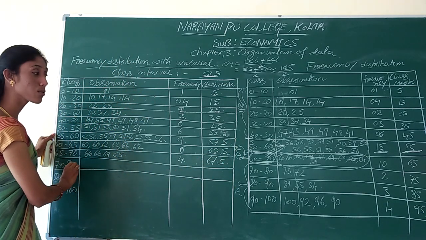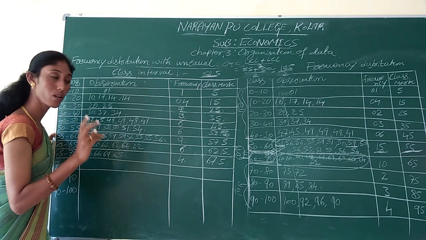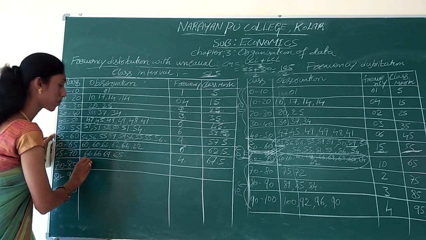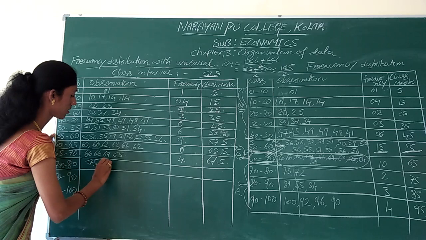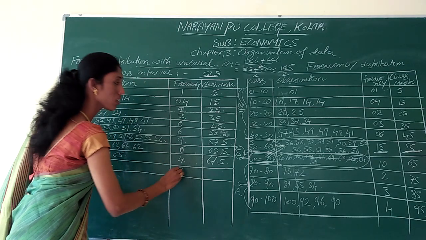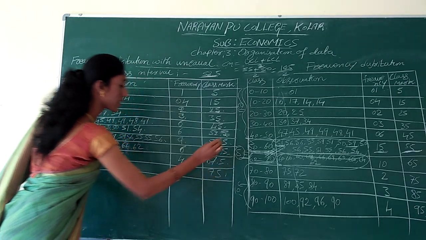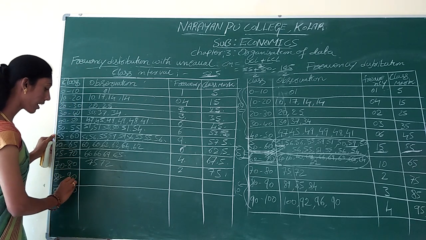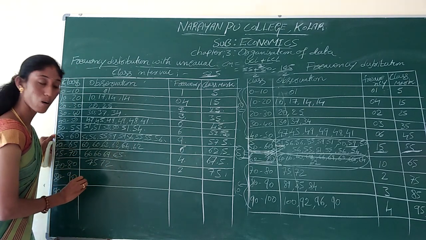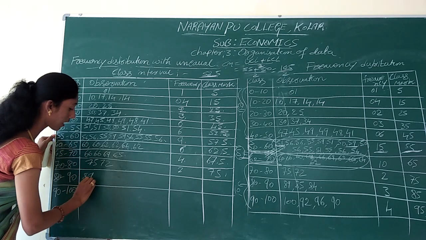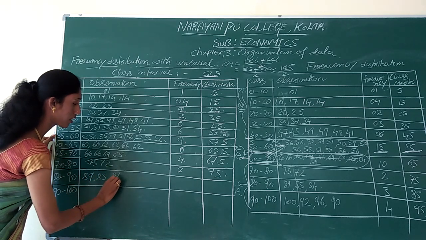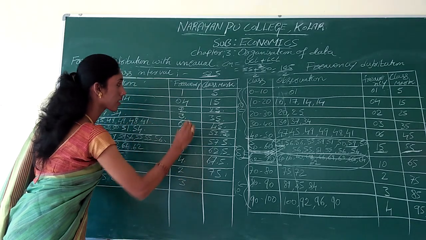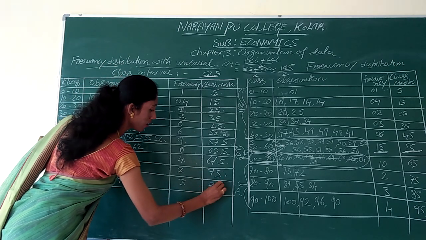Come to next, 70 to 80. Here we have only 2 values. Maybe it is more appropriate, no need to bifurcate again. 75, 72. There are 2 observations, and class mark is 75. Here 80 to 90. In between 80 to 90, there are 3 observations: 89, 85, 84. Then the frequency of this class is 3, and the class mark of this class is 85.